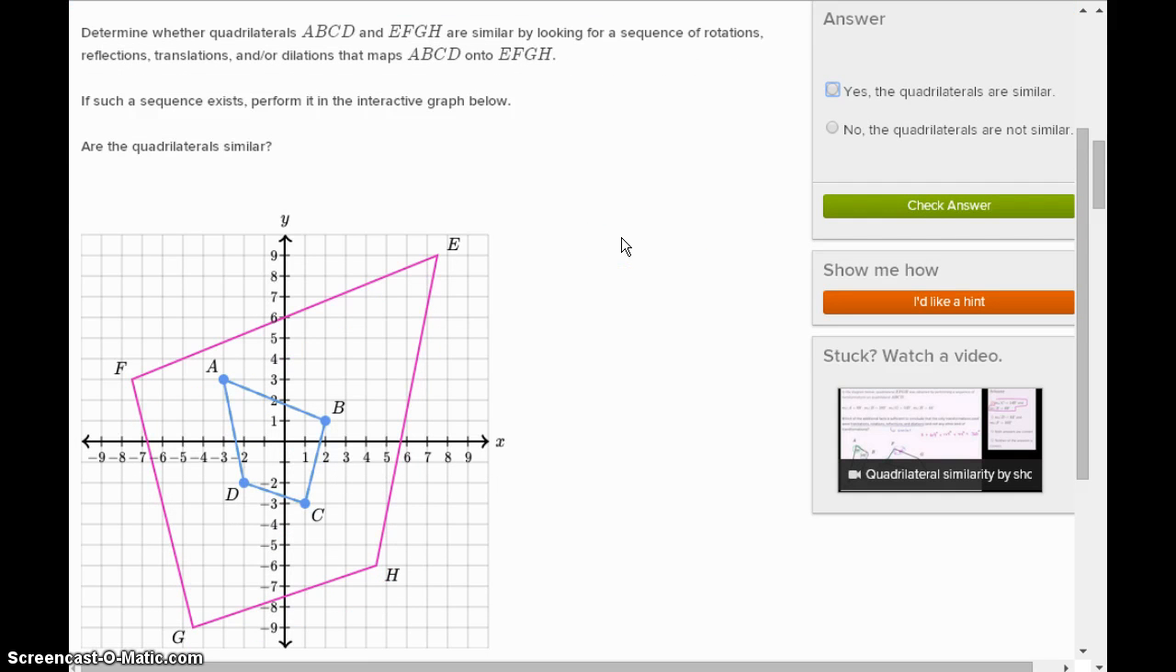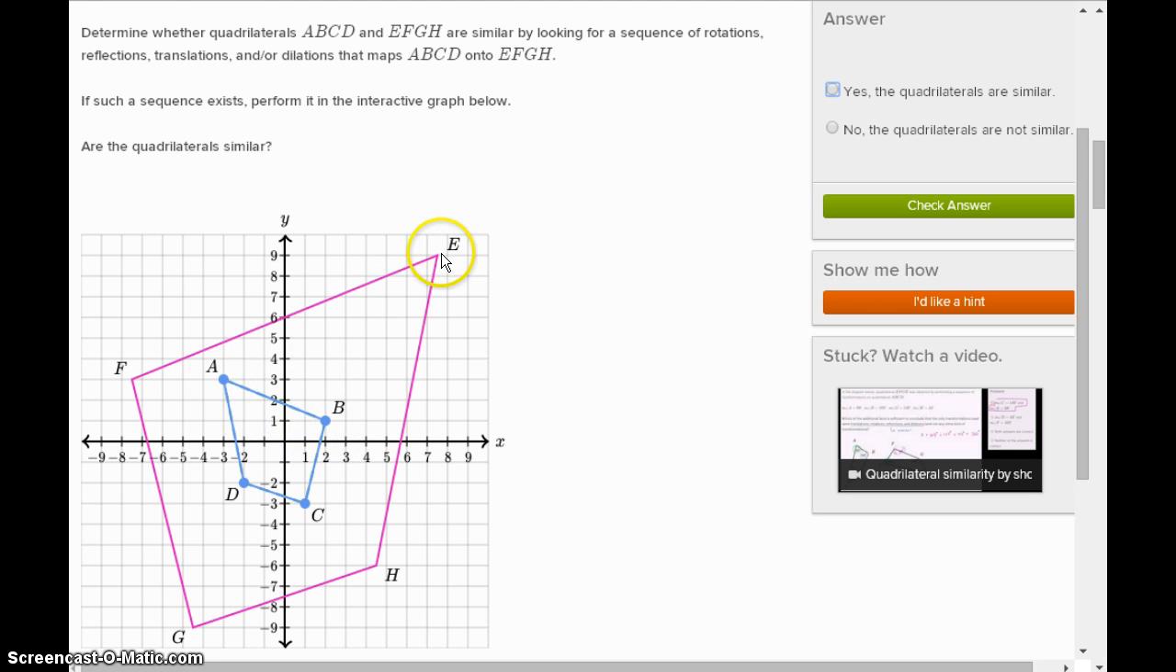Let's try another one. Quadrilateral ABCD and quadrilateral EFGH: are they similar by looking at a sequence of rotations, reflections, and translations? Well, I can tell these are my two long sides. This almost looks like a little bit of a rectangle to me, but I know it's not. But these two long sides really stick out at point A. So if there's going to be a chance of this mapping, A is going to get over here near E. So I'll start by seeing, is there any point that could map up easily?